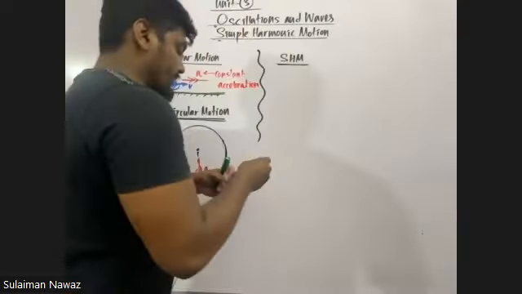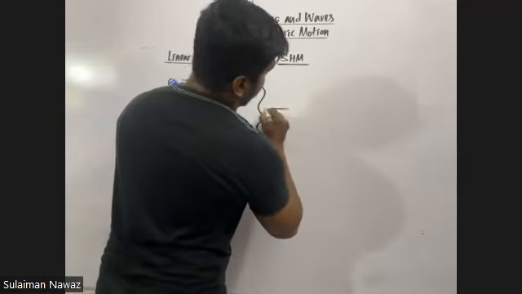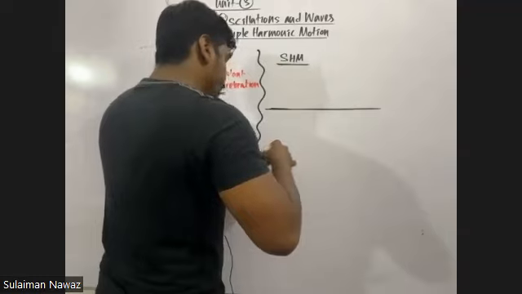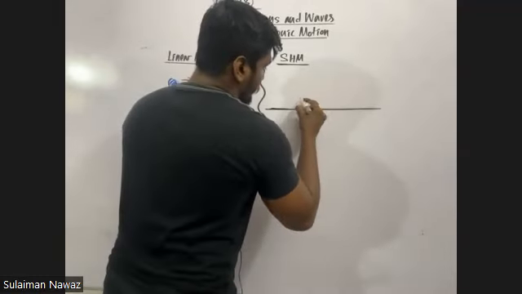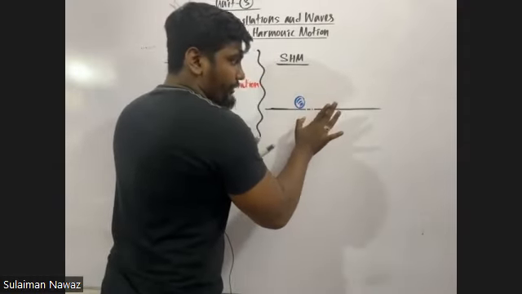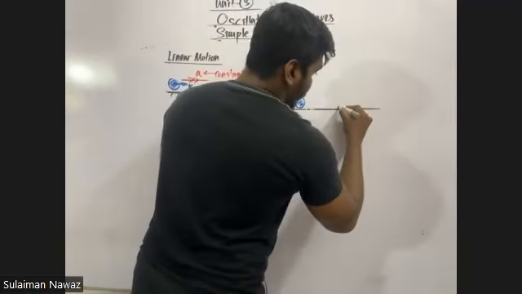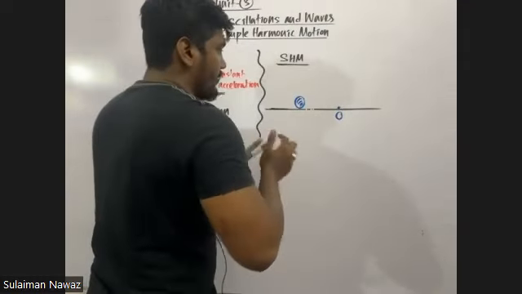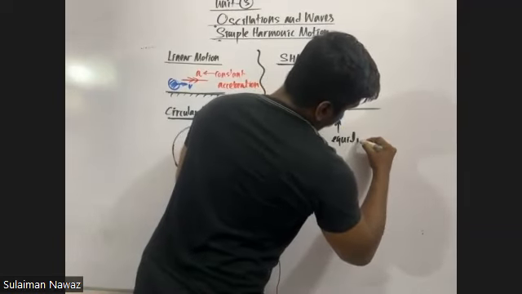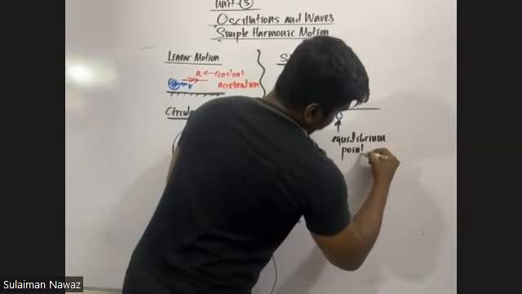Let's consider, suppose an object moves in a simple harmonic motion. Look at it. Now there is an equilibrium point. I will explain what the equilibrium point is later. Let's say that is point capital O. This we are calling the equilibrium point.